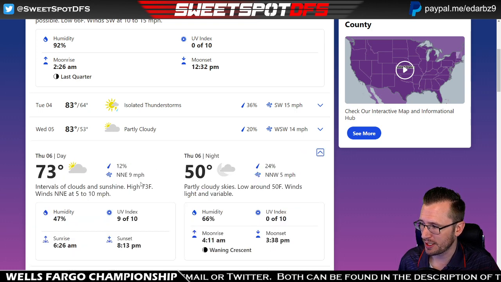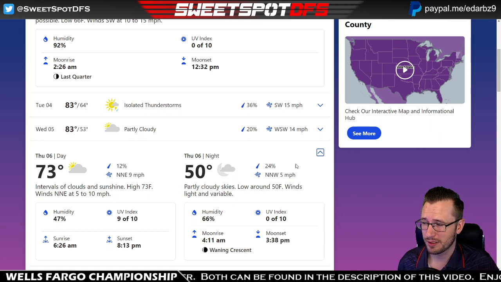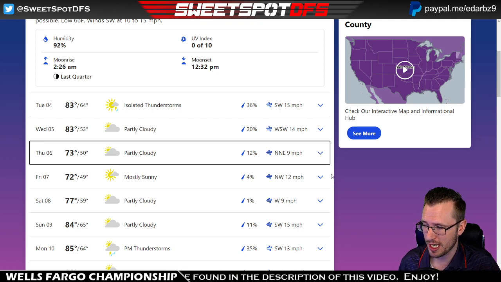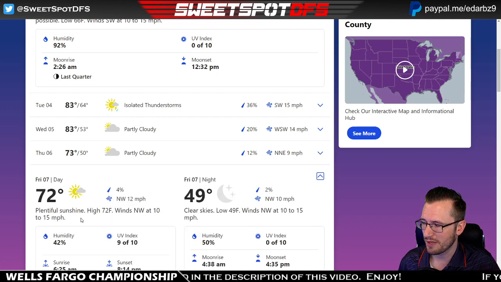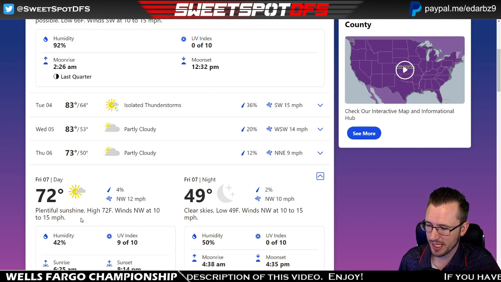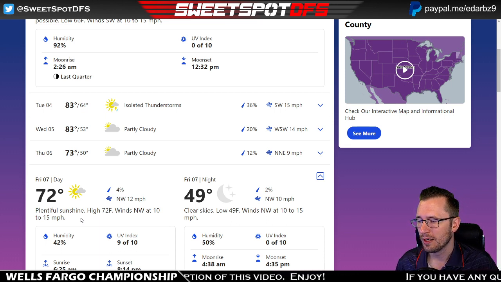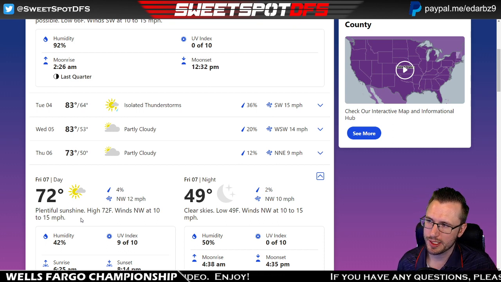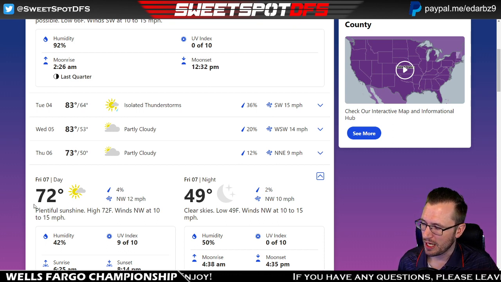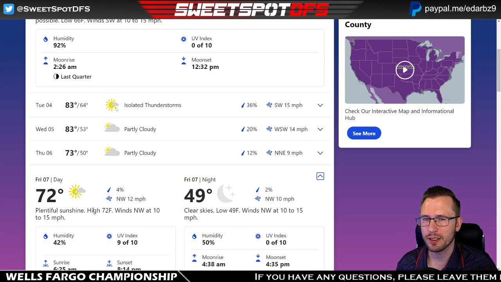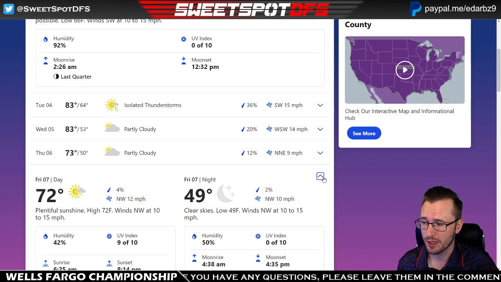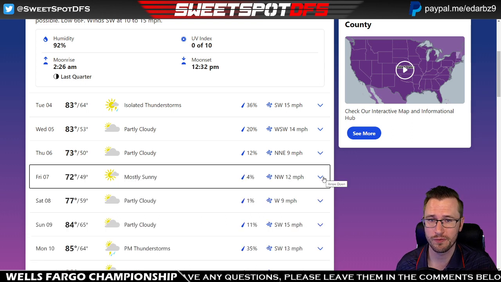And if I drill down on this, Thursday, 5 to 10 miles an hour, that's pretty benign. So obviously there's not going to be much of an effect on Thursday, but on Friday we see 10 to 15. And if this goes up, I think we can predict it's going to affect more of the PM golfers on Friday's wave than the AM golfers.